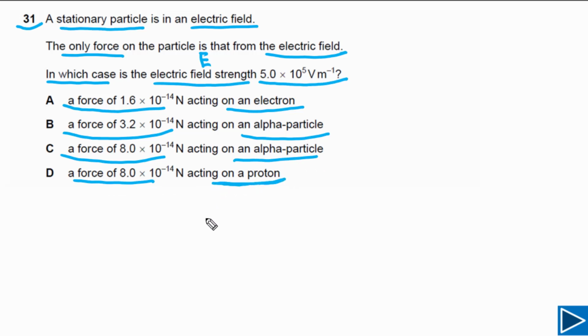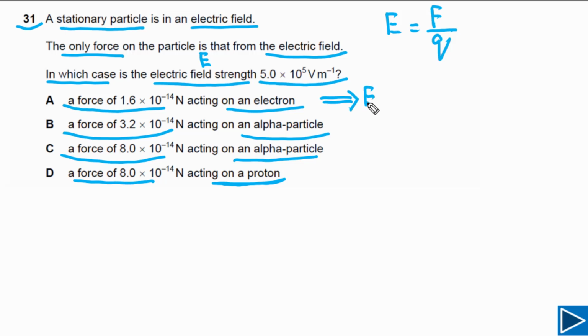Now the first thing we need to understand is: what is the relationship between force and electric field? Electric field E is equal to the force on the particle divided by the charge on the particle. Q is the charge on the particle. So simply we have to use E equals F over Q and calculate the value of E for all these options.